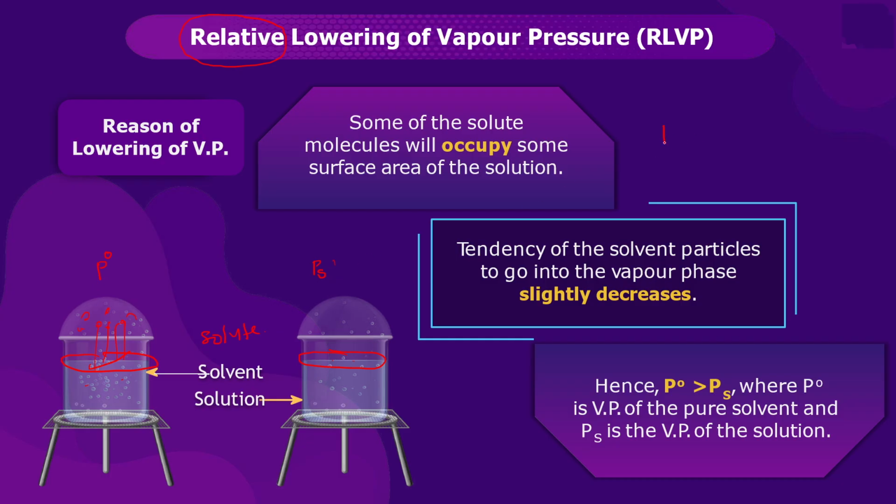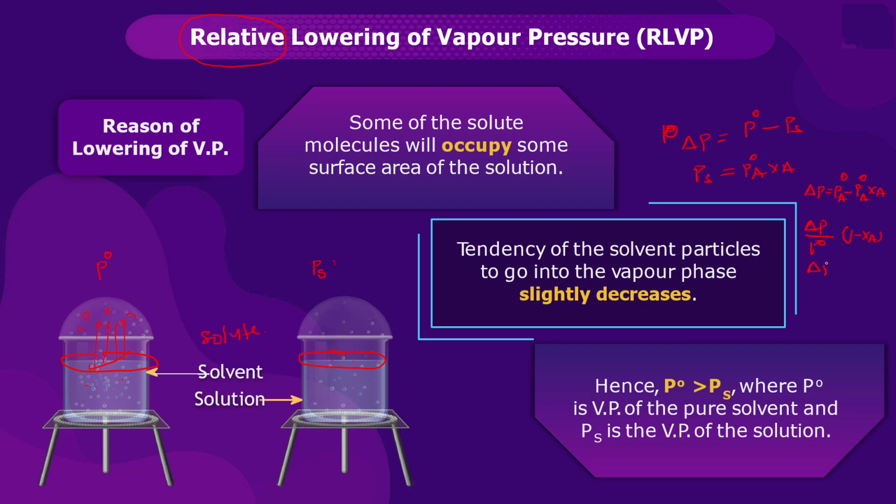So how much has the vapor pressure changed? To calculate that, delta P is equal to P naught minus Ps. According to Raoult's law, Ps is equal to what? P naught A into XA. So just substitute this. Delta P is equal to P naught minus P naught into XA. P naught here means pure solvent vapor pressure, and A means solvent. So delta P upon P naught, P naught is common, that is 1 minus XA will come.